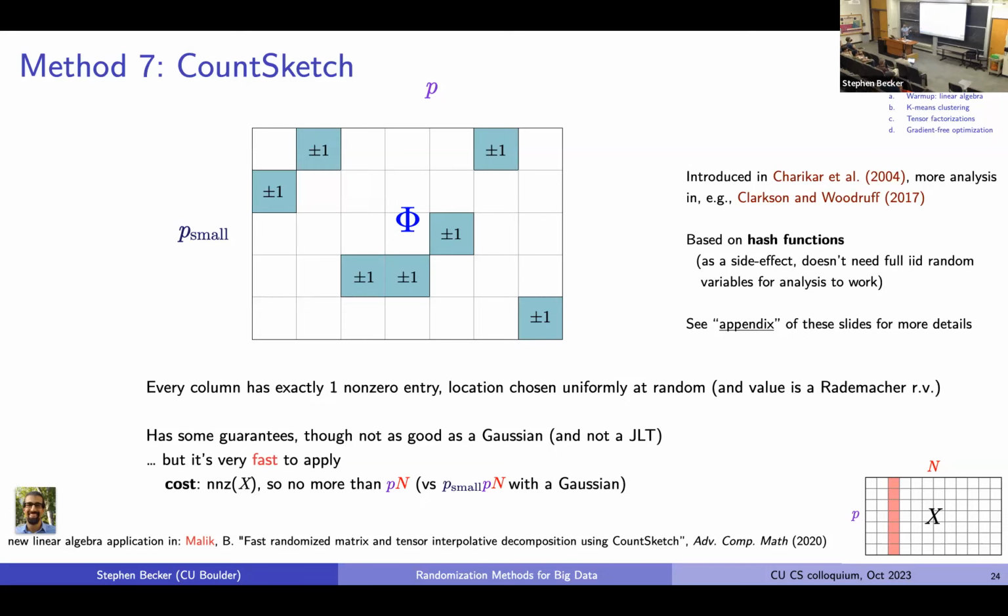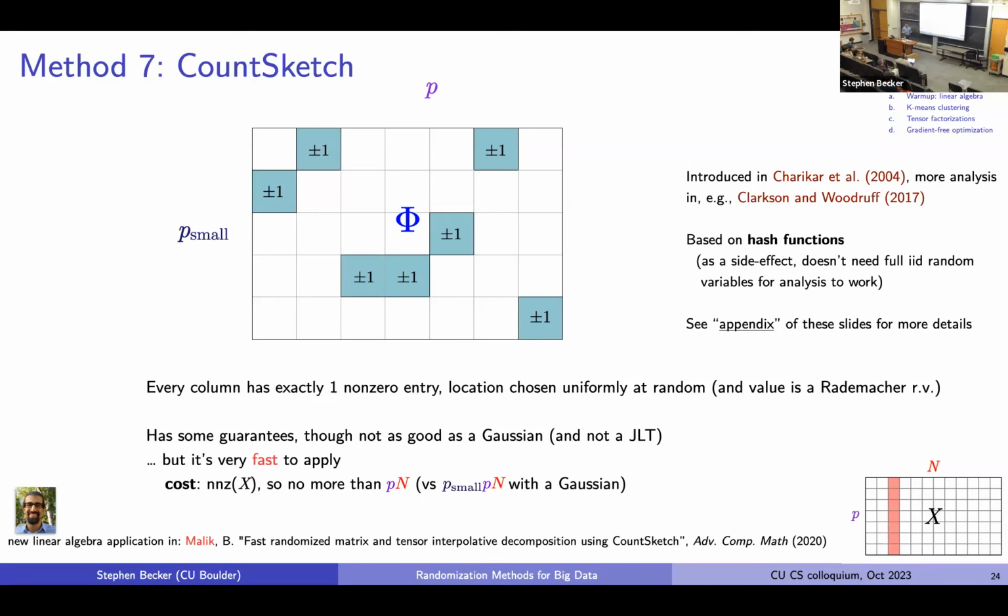And then the value will be plus or minus one, again, at random. So it's a type of sparse sketch. The output's not sparse necessarily, but the matrix, the operator I'm applying to my data, is sparse. Not as good as the gold standard, like a dense Gaussian matrix, but often good enough for some results. And why do we like this?